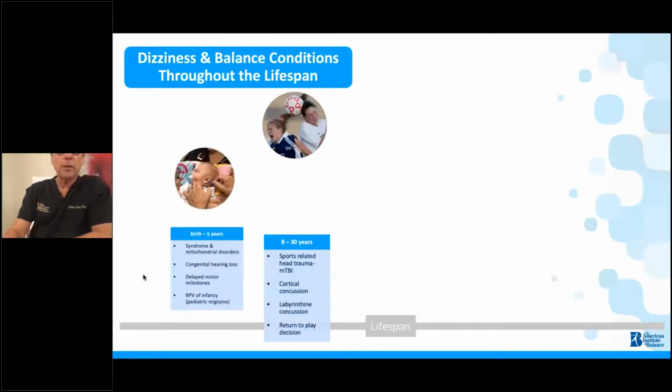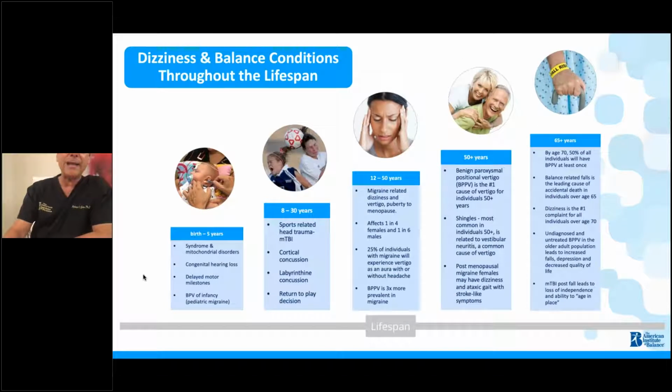First of all, we have to agree that equilibrium is what I call a birth to earth phenomenon, right? Meaning that this is something that occurs throughout the lifespan. So audiologists have a unique opportunity to work with all age populations. Let's take a look at them one at a time.